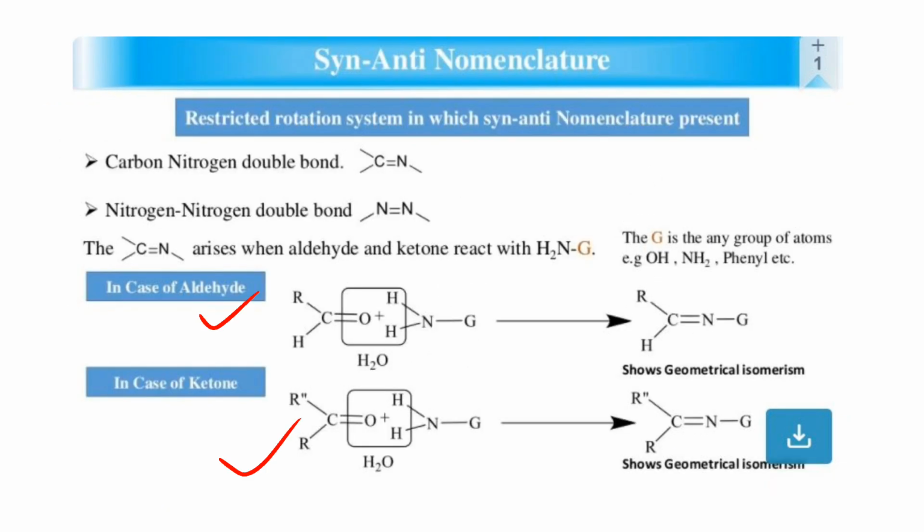Syn anti nomenclature is present in restricted rotation systems. In this case, there is a carbon nitrogen double bond, C double bond N. The C double bond N arises when aldehyde and ketone react with NH2G. This is the syn anti nomenclature in the case of aldehyde and in the case of ketone. This compound shows geometrical isomerism. Okay, thank you all.